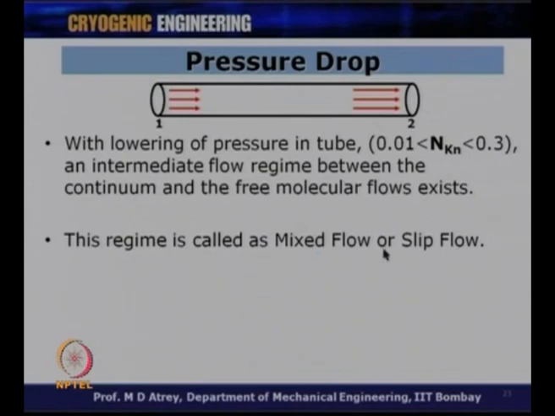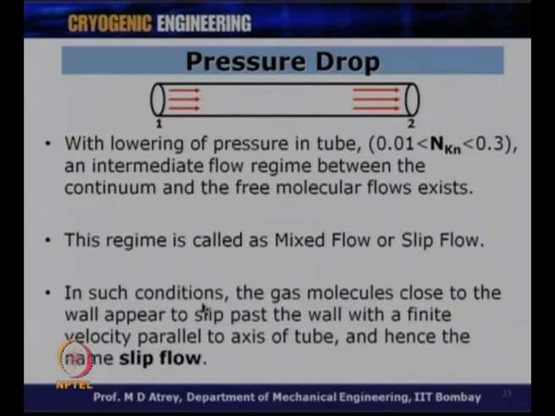So, what is happening now? We are somewhere in between the molecular flow region and the continuum region, and that is why it is called the mixed flow regime. In such a condition, the gas molecules close to the wall appear to slip past the wall with a finite velocity parallel to the axis of the tube, and hence it is called slip flow.